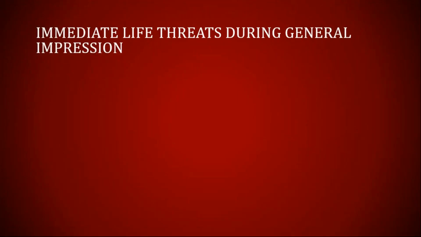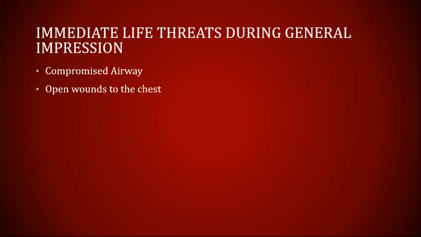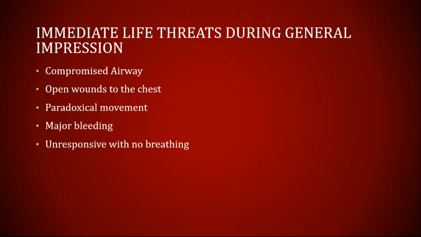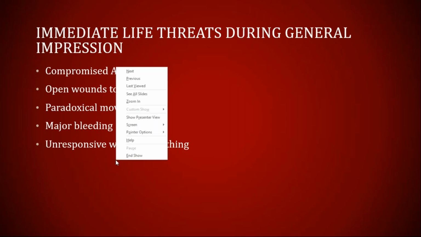So when we are identifying any immediate life threats during that general impression, these are the life threats that we're looking at: any compromised airway, open wounds to the chest, paradoxical movement, which I'll describe in the next few slides, any type of major bleeding that we can see, and unresponsive with no breathing. All of these immediate life threats, when you do identify them in your general impression, need to be taken care of immediately. So if I get to that compromised airway when I'm forming my general impression, I immediately fix that airway before I move on. And same with all of these other immediate life threats.